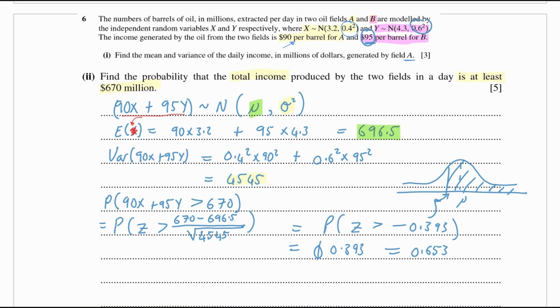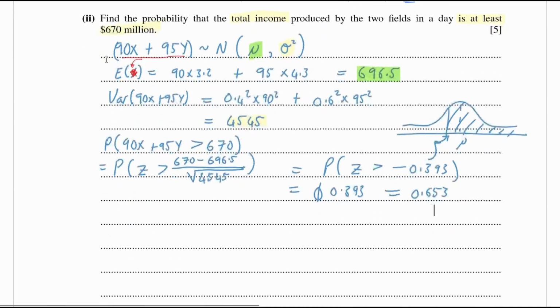What else do we have? Is that it? Question 7, I think, was the last one, wasn't it? Question 7.